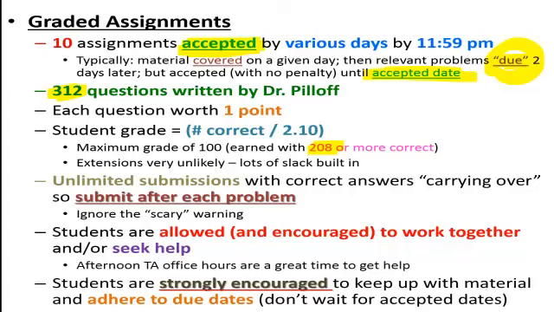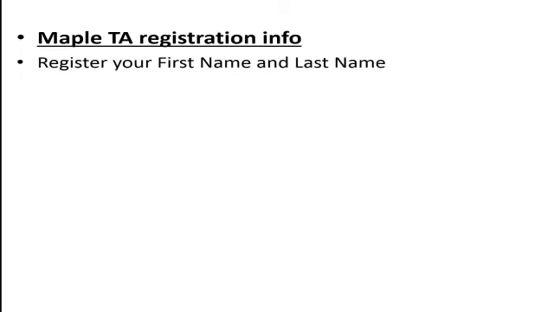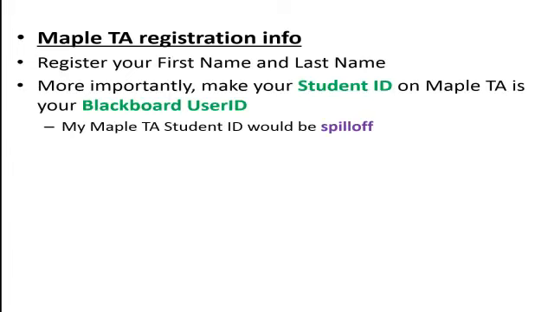Like I said, really keep up with the material. Try to adhere to due dates. Maple TA registration info counts for 1% of the grade. You go into Maple TA, you'll register for the Summer A 2019 section. You'll write your first name and your last name. And this is really important: your student ID, that's one of the variables in Maple TA. Make that your Blackboard user ID.